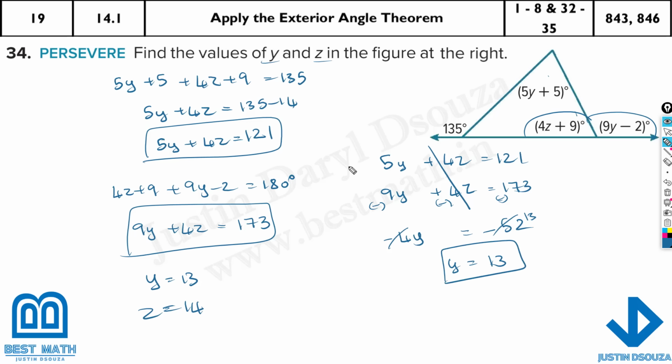So now you found y, just substitute y in any one of the equations. You could have done this first, then you'd get positive values, 9y up and 5y down. That would be fine. The answer will be the same. Now I'll use 5 times 13 plus 4z is equal to 121. So 5 times 13 is 65. Let me take it to the other side. 4z is equal to 121 minus 65.